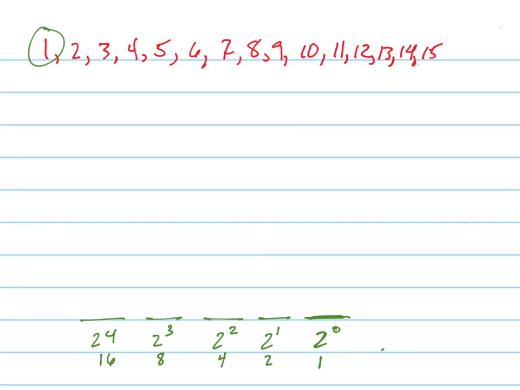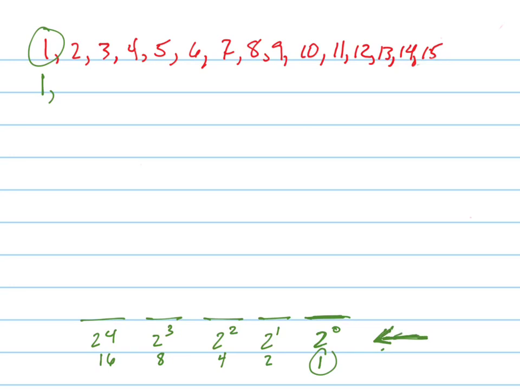Look down here at my bottom. What do I need for 1? I just need 1 of the first. So this is just 1. Okay? So there's my first numeral written in base 2 form. Now let's write the number 2. How do I write the number 2 in base 2 form?